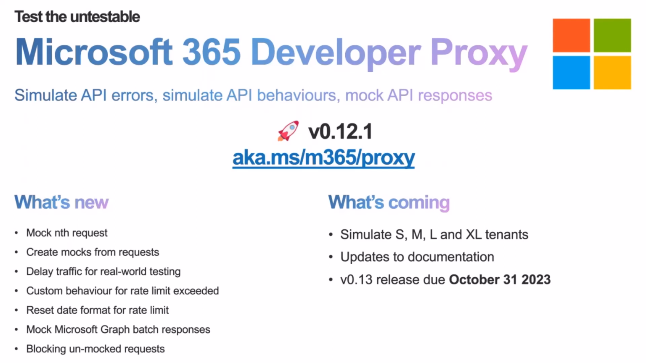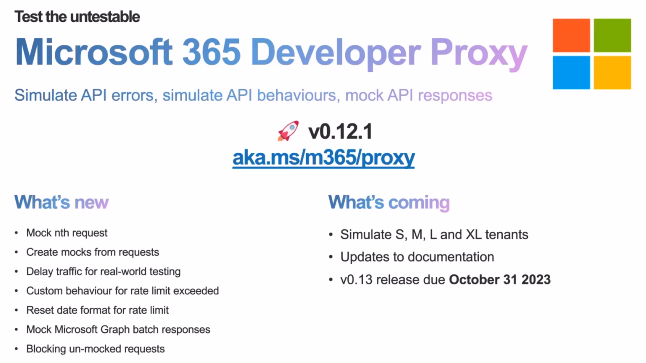You can create mocks from requests. So you can put the proxy into record mode now, click around on your application and let the requests fly through, and we will track those and create the mock files for you, so you don't have to do them by hand. The ability to delay traffic is a really interesting one as well. So actually introduce latency into those responses.